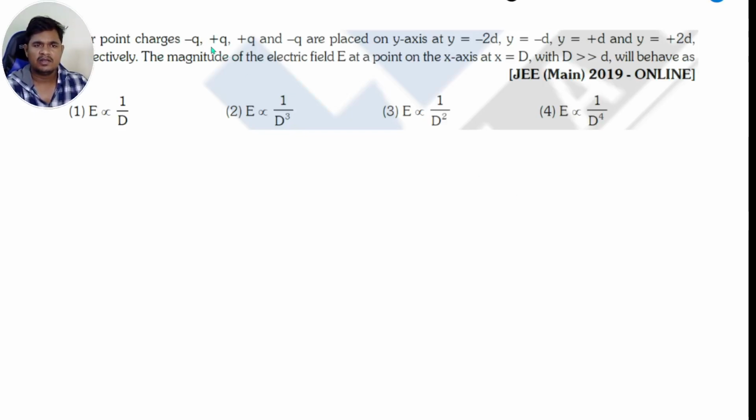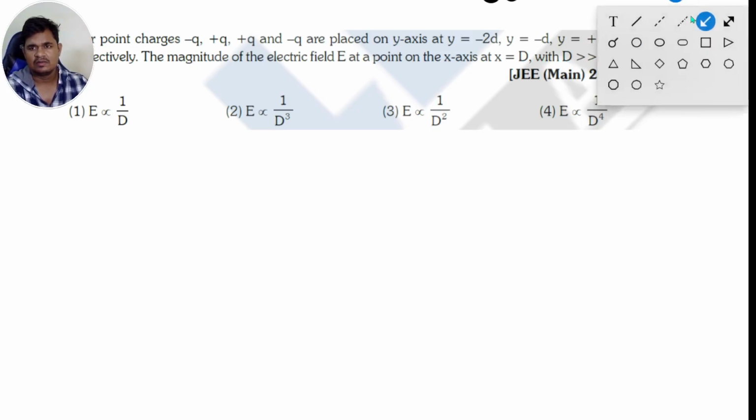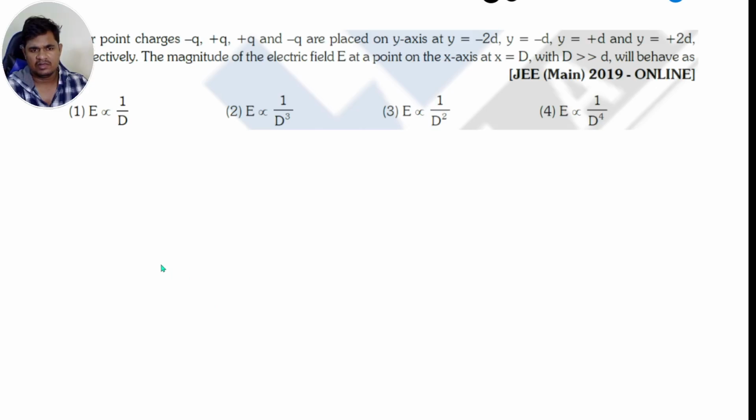Four point charges minus q, plus q, plus q, minus q are placed on the y-axis at y equals minus 2d, y equals minus d, y equals plus d, and y equals plus 2d respectively. The magnitude of electric field at a point on the x-axis at x equals D, with D much greater than d. Okay, so in this problem, first of all, we will draw the y-axis and x-axis.